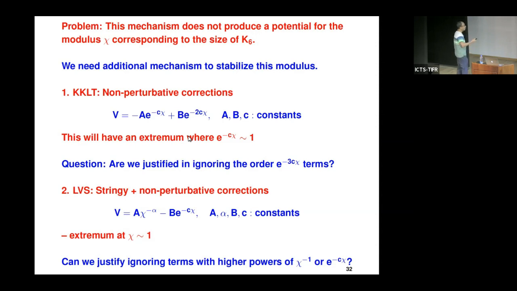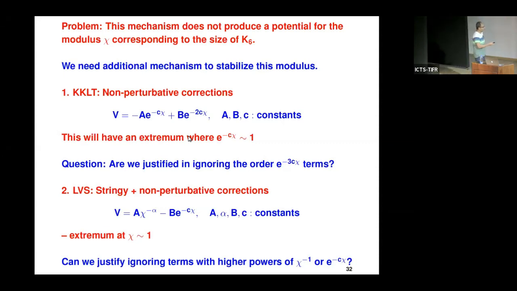There are two well-studied mechanisms, KKLT and the large volume scenario. In the KKLT scenario, one invokes non-perturbative corrections to stabilize the moduli. One finds that under certain circumstances, there are non-perturbative corrections to the potential of this form, where chi is the modulus. And you can see that as long as A and B are suitably adjusted, with positive values, this does have an extremum where chi is of order 1.